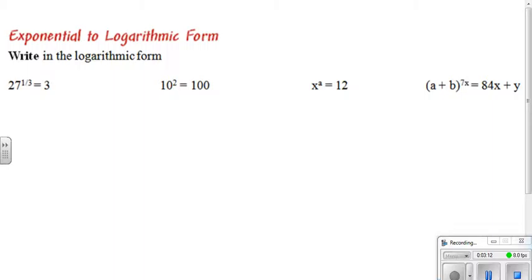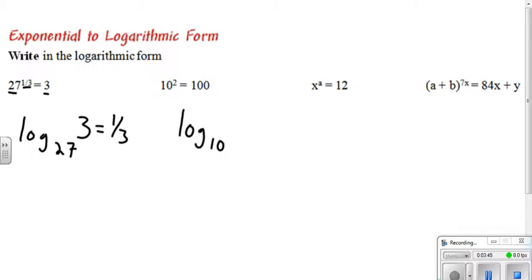So if we have them in exponential form, how can we write them in logarithmic form? So 27 is our base, to the power of 1/3 equals 3. So we'd say log base 27 gives an answer of 3 when it's to the power of 1/3. That's how I would pronounce it. Log base 10 gives an answer of 100 when it's to the power of 2. 10 to the 2 equals 100.